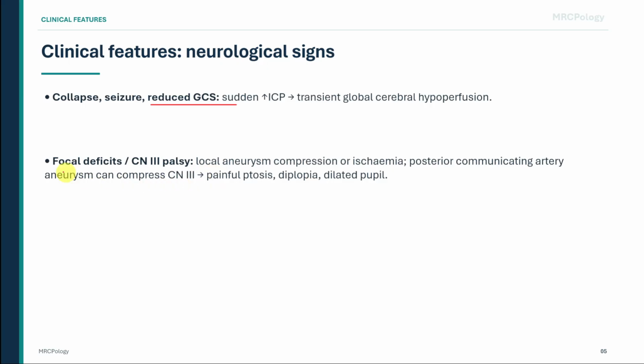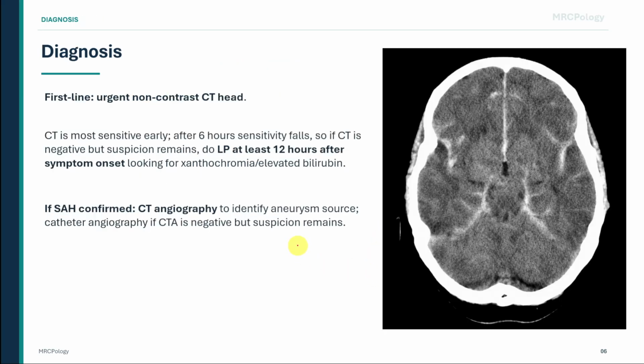Focal neurological deficits suggest local ischemia or direct effects from the aneurysm. A very high-yield focal sign is a third nerve palsy. A posterior communicating artery aneurysm can compress the third cranial nerve. The key clue is painful ptosis, diplopia, and a dilated pupil. In an exam stem, painful third nerve palsy plus sudden headache should make you think about a posterior communicating artery aneurysm until proven otherwise. For diagnosis, the first-line investigation is an urgent, non-contrast CT head.